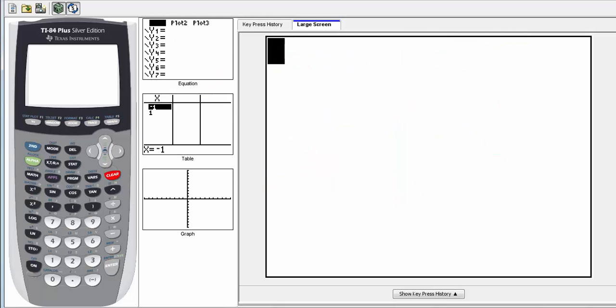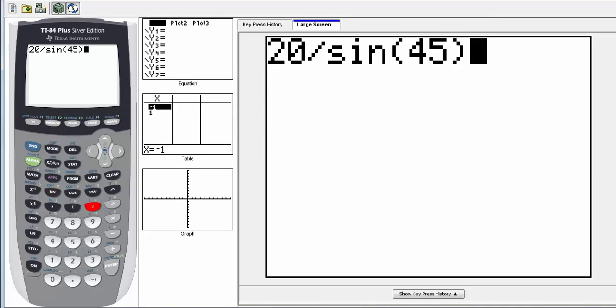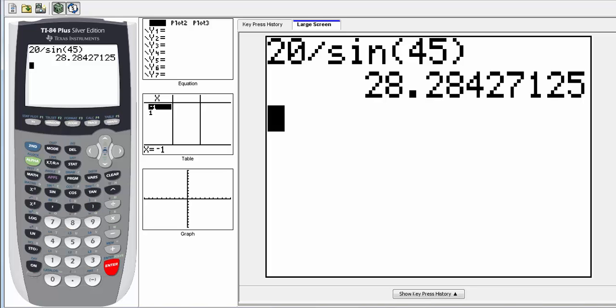So if we go to the calculator, we can take 20 divided by the sine of 45, and we get 28.28.